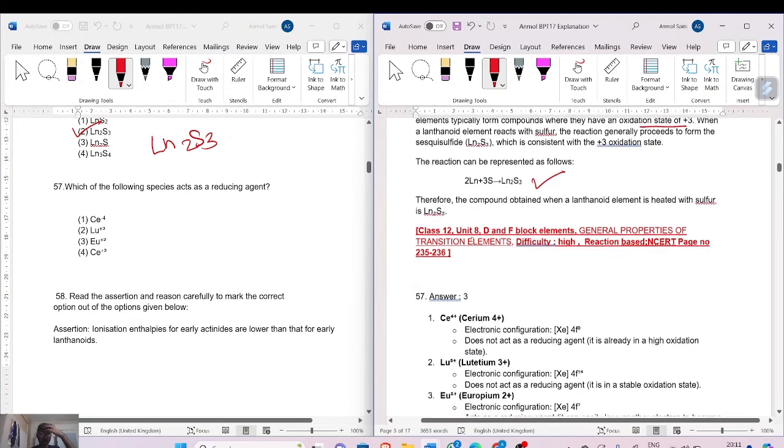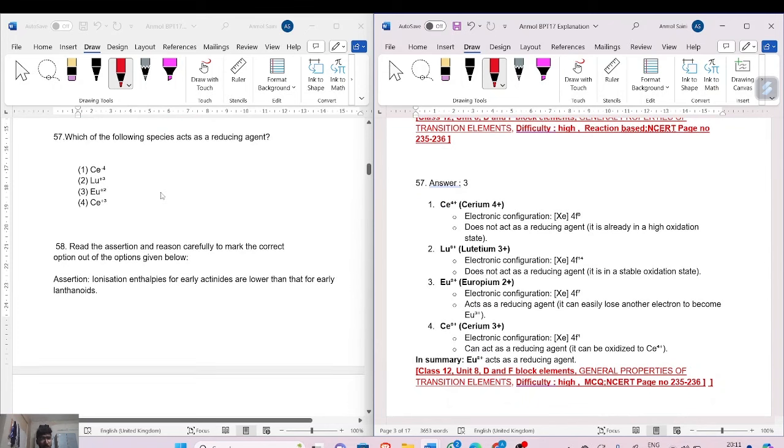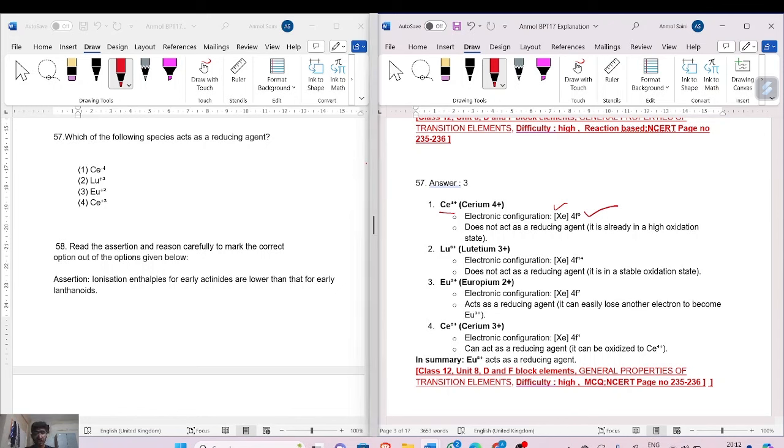Now let's come to question number 57. Which of the following species acts as a reducing agent? Reducing agent means it itself gets oxidized and reduces others. For this we have to write the electronic configuration. First, Ce plus 4, cerium plus 4. Here the electronic configuration is xenon 4f0. It is a stable electronic configuration, so it can't act as a reducing agent.